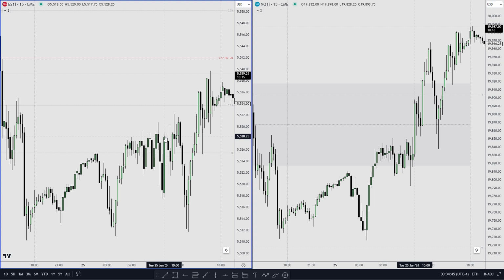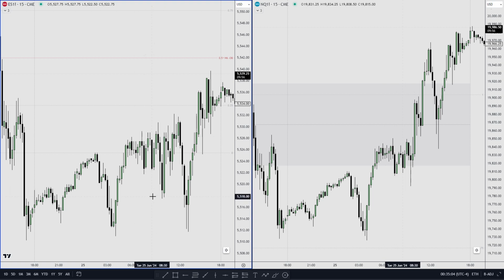So these are the two main reasons why I did not take any trades yesterday, even though there was a red folder news event. I was unable to take any trades because my model didn't present itself to me.